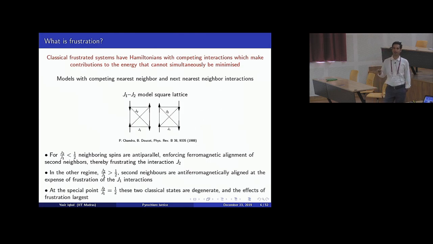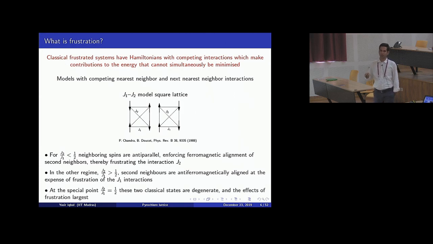Right, so the prototypical example that people study is that of a parametrically frustrated square lattice, where you have a nearest neighbor interaction, which is antiferromagnetic, and then there's a competing interaction across the diagonals, which is the antiferromagnetic J2 interaction. And one can clearly see that when J2 over J1 is less than 1/2, the system is in a standard 2 sublattice Néel state, whereas when J2 over J1 is greater than 1/2, you have Néel order in the second neighbor bonds, but then that frustrates the one in the nearest neighbor bonds.